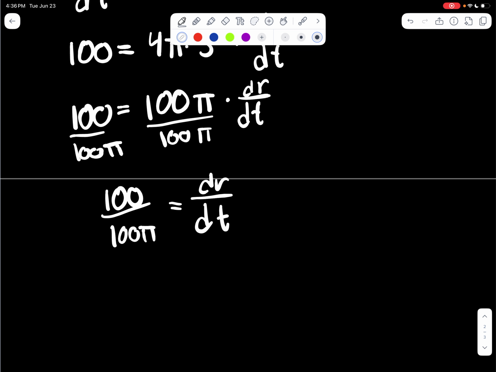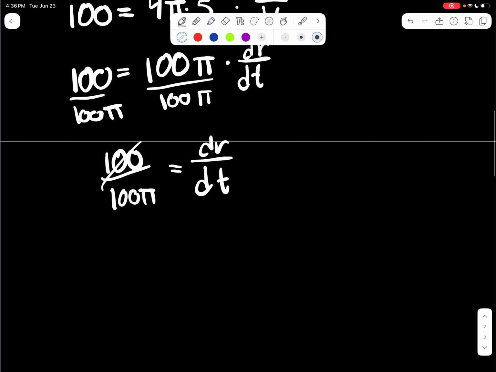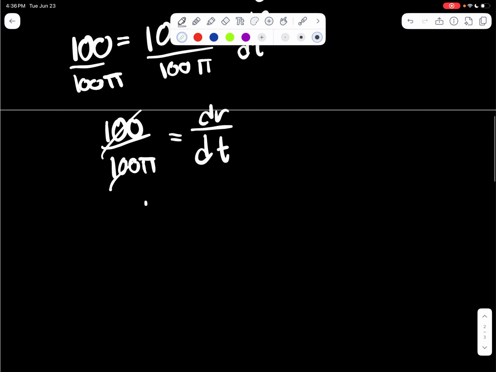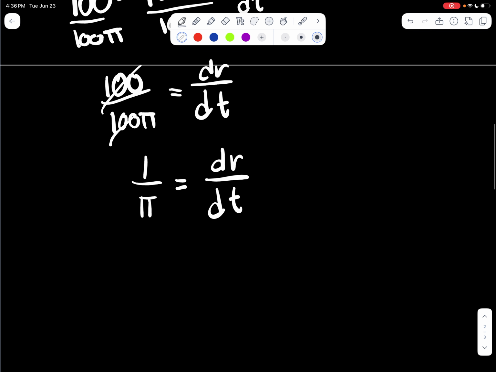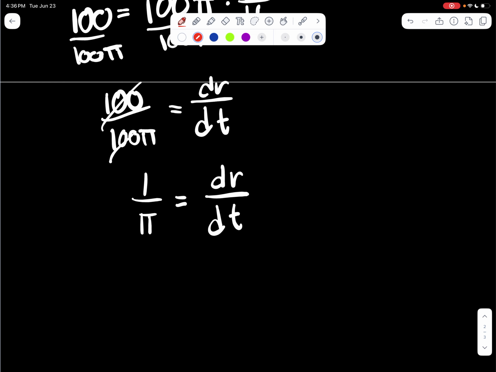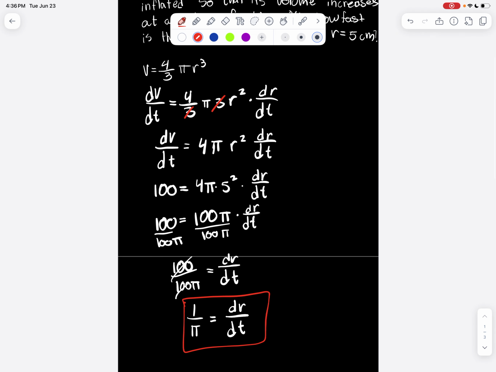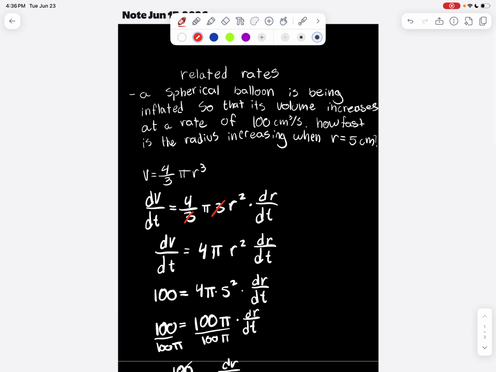What is 100 divided by 100 pi? Well, the 100s just cancel out. Now you have 1 over pi equals dr by dt. So that is your final answer to the question. It was extremely easy, and I hope you guys understand now how related rates take place.